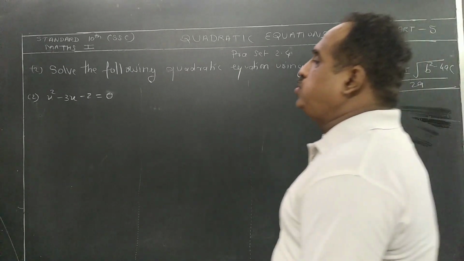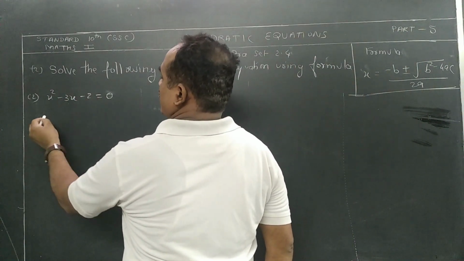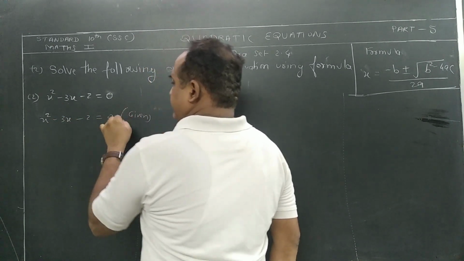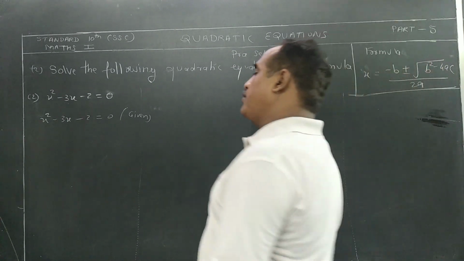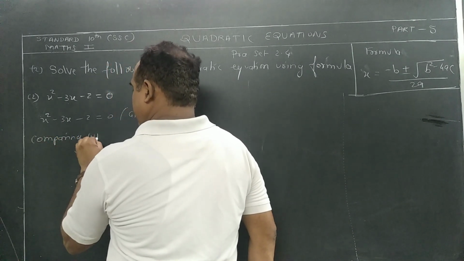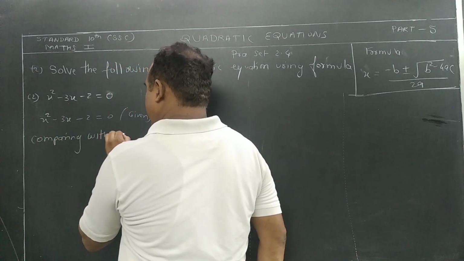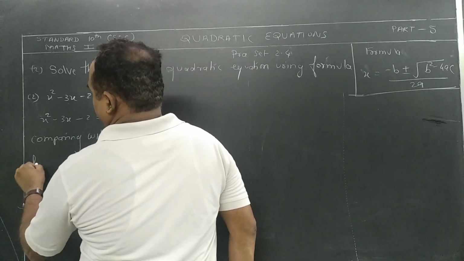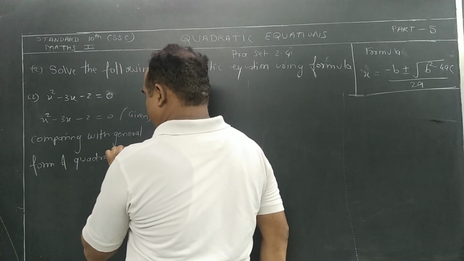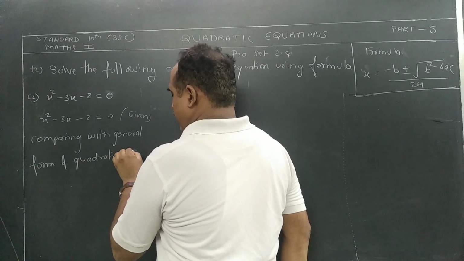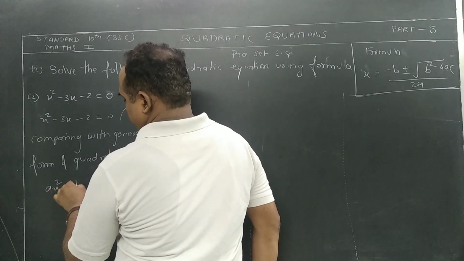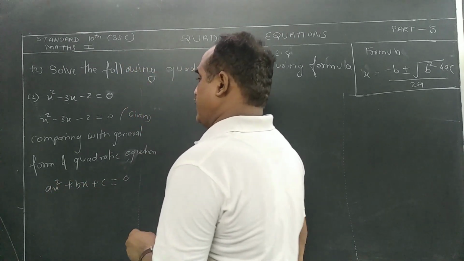Okay, question number 2 is x square minus 3x minus 2, so x square minus 3x minus 2 is equal to 0. It is given. Is it right? Now it is already in the general form, so you are going to write it just by comparing with the general form of quadratic equation, that is ax square plus bx plus c is equal to 0.